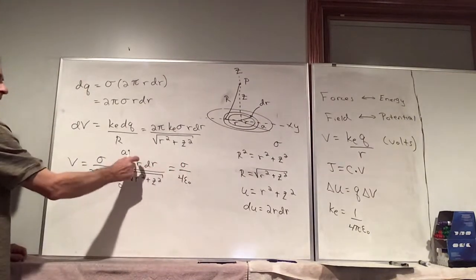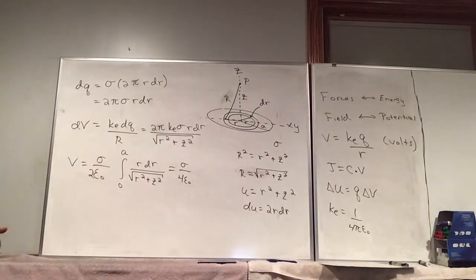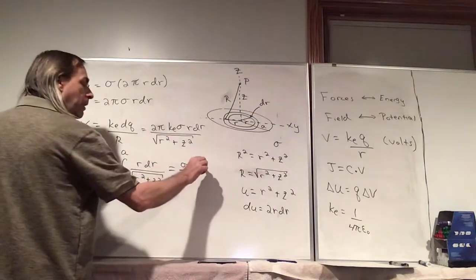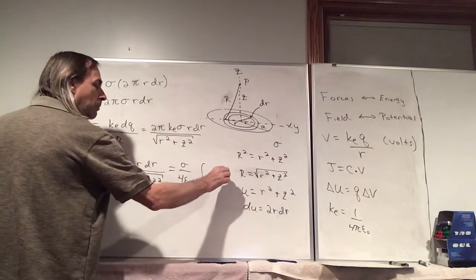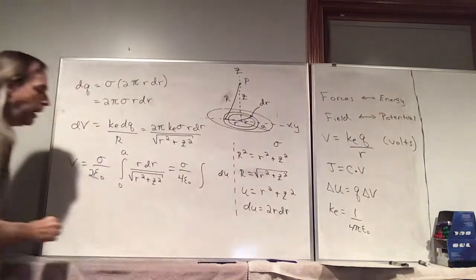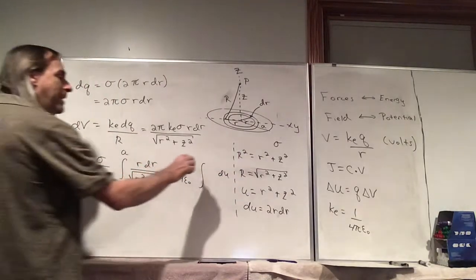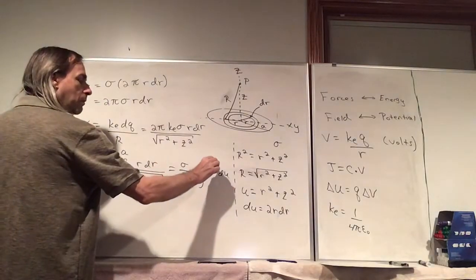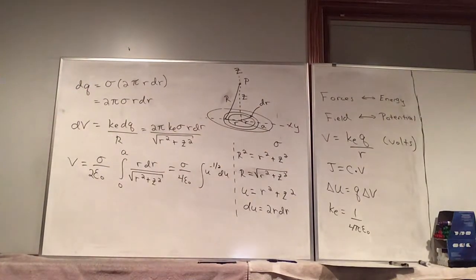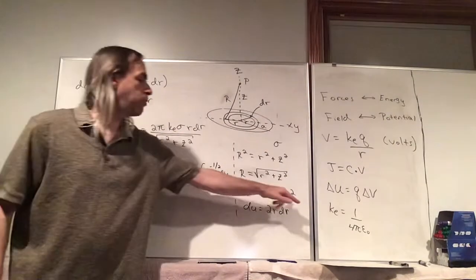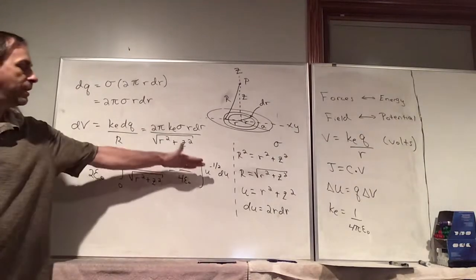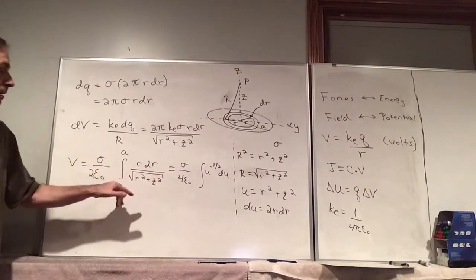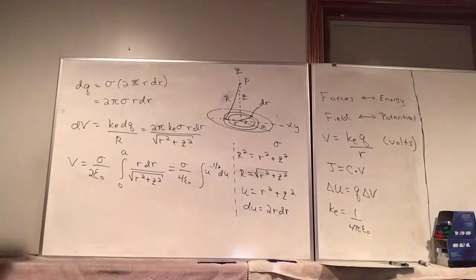Because r dr is 1/2 du, we can take that 1/2 out of the integral. And then we have du. And then on the bottom, we have u to the minus 1/2. So u is r squared plus z squared to the minus 1/2. The minus brings it down in the denominator. The 1/2 is the square root. And now let's plug in the limits.